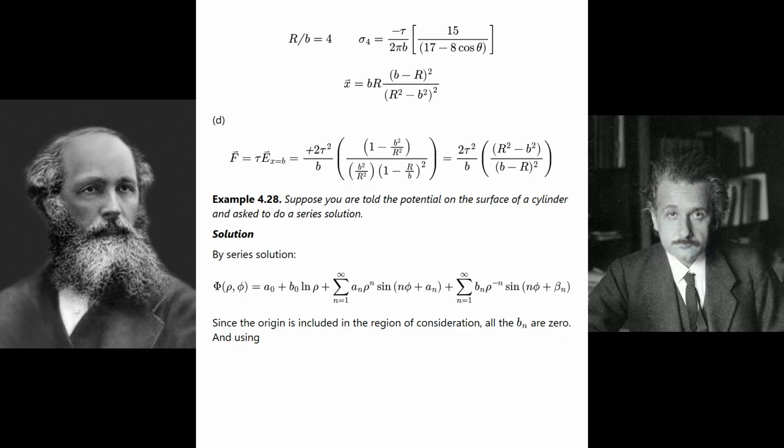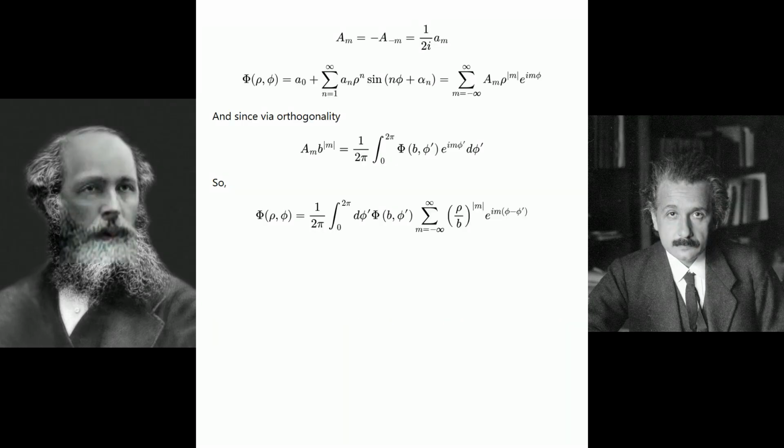Example 4.28. Suppose you are told the potential on the surface of a cylinder and asked to do a series solution. Solution by series solution, see the equation shown. Since the origin is included in the region of consideration, all the b sub n are 0. And using see the equation.